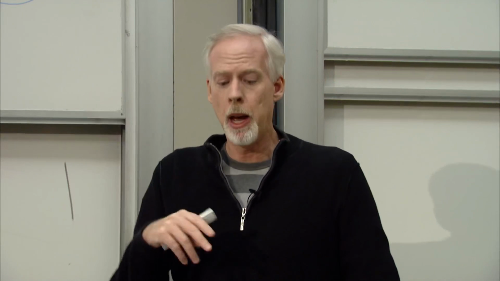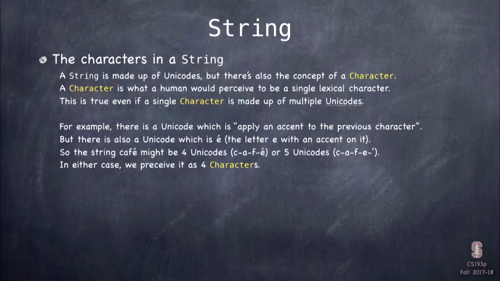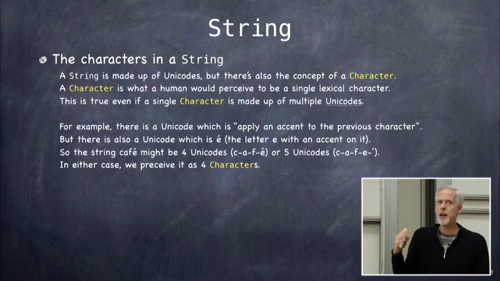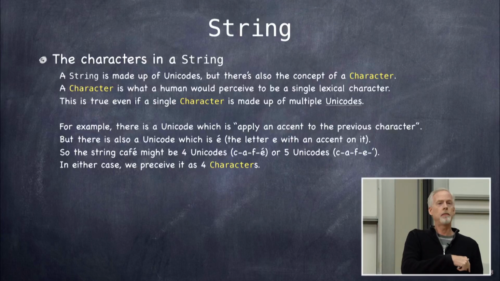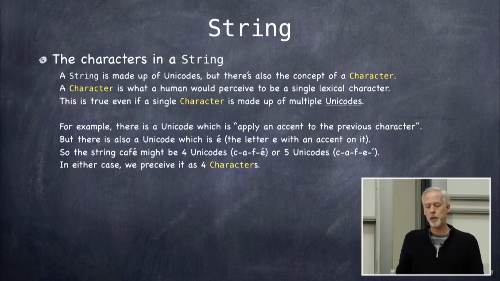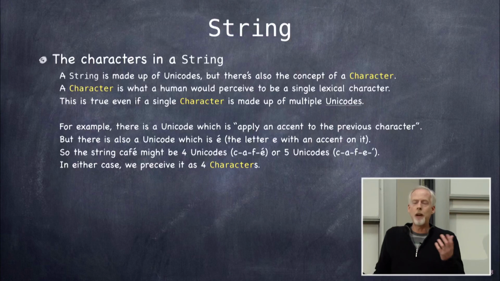Let me show you by example. If we had the word café, we perceive it to have 4 characters: the C, the A, the F, and the E with the accent on it. But it might be represented by 5 Unicodes, because there's a Unicode which puts an accent on the previous character. So it could have 5 Unicodes. So how do we deal with this?